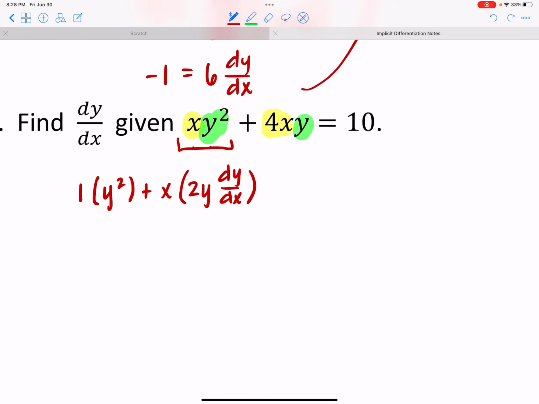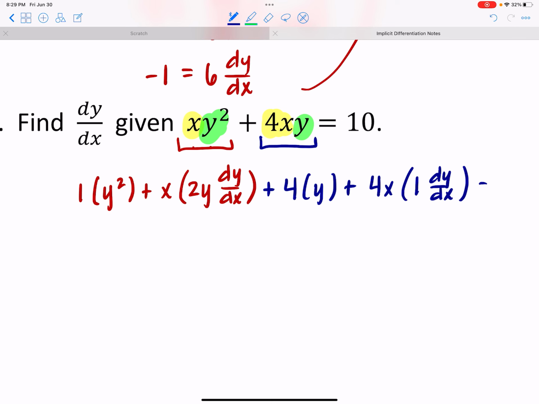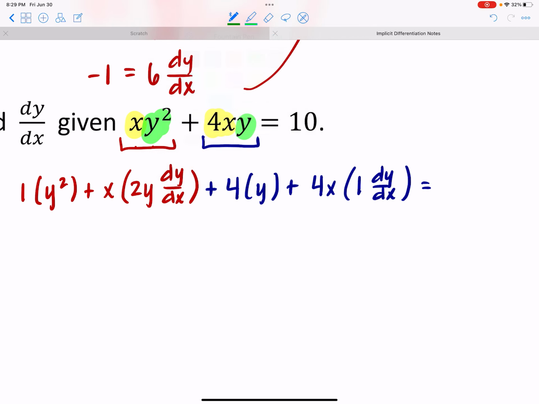Now I'm going to use my product rule again, but for this product. So I have f prime g plus f g prime. The derivative of 4x, f prime, would just be 4. That gets multiplied by g, which is y, plus f, which is 4x, times g prime. The derivative of y with respect to x would just be a 1, and then dy/dx. And that's going to be equal to the derivative of our constant, which is 0.